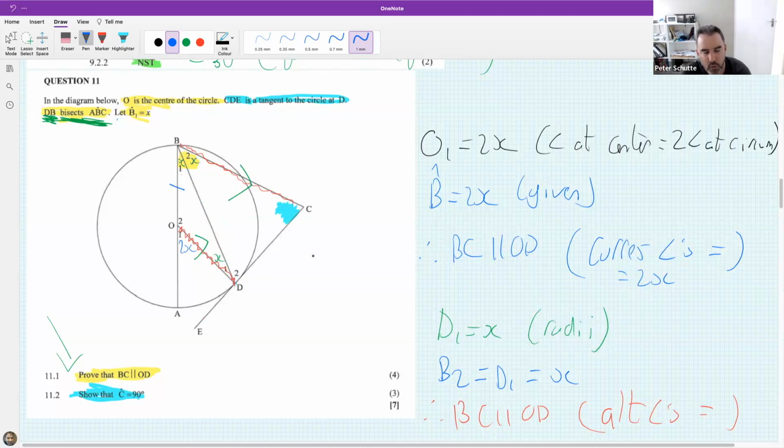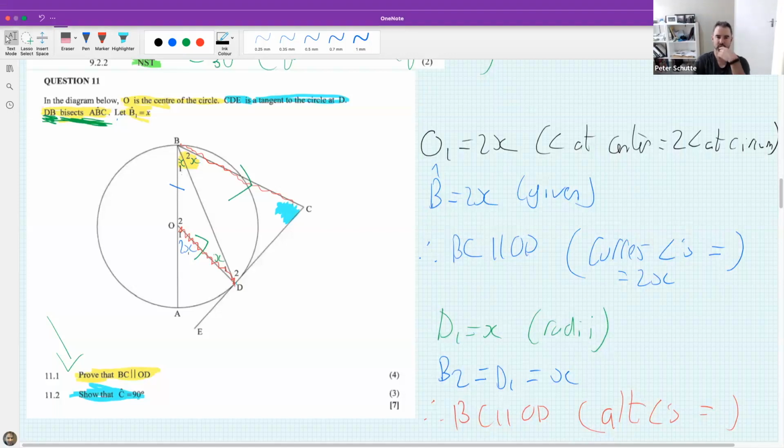So how are we going to show that C is 90? I'll give you some time for that. See what you can come up with. What is given to us in the question that we haven't used yet?